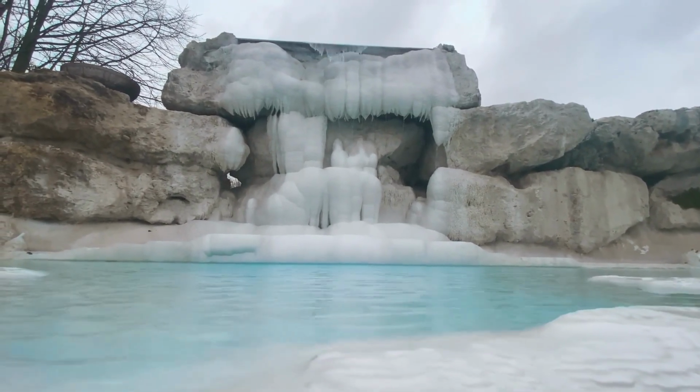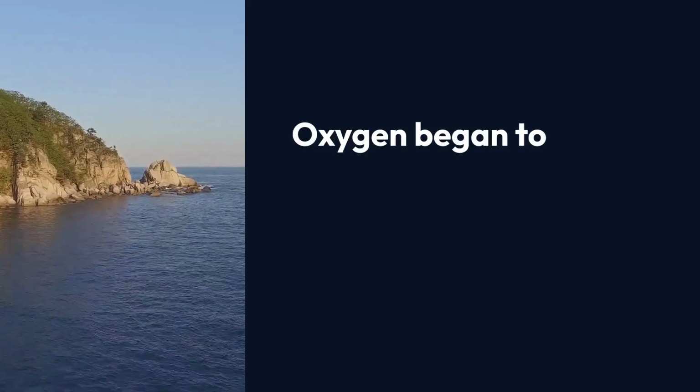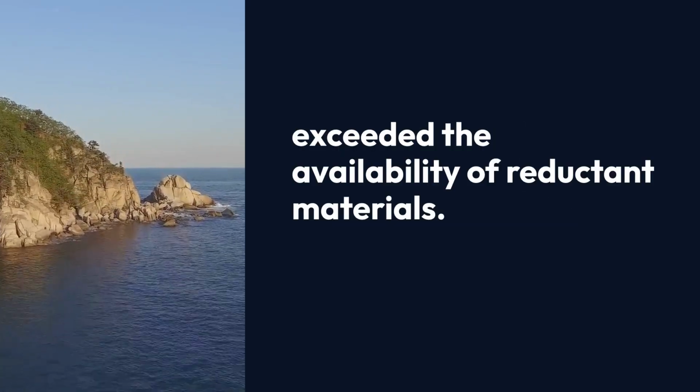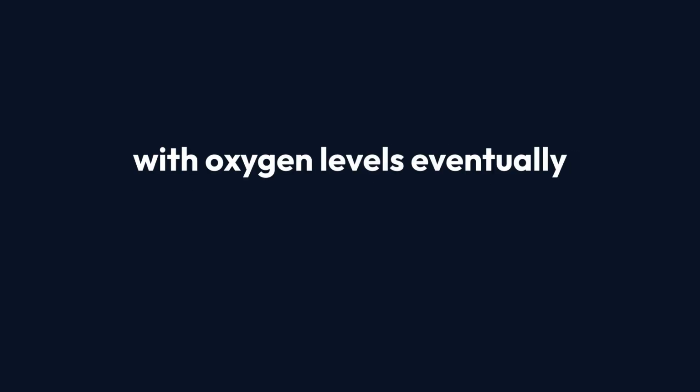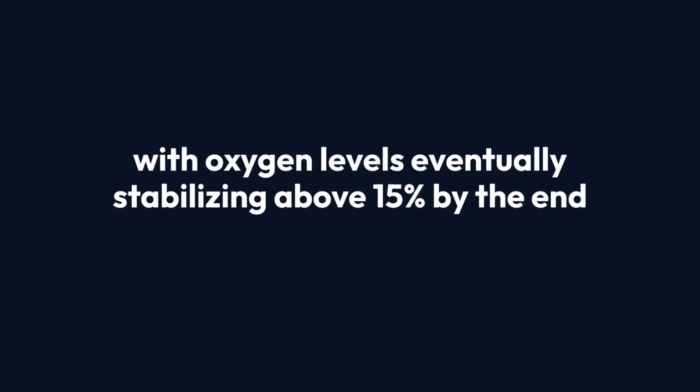and atmospheric methane. Oxygen began to accumulate only when its production rate exceeded the availability of reductant materials. This shift marked the transition from a reducing to an oxidizing atmosphere, with oxygen levels eventually stabilizing above 15% by the end of the Precambrian.